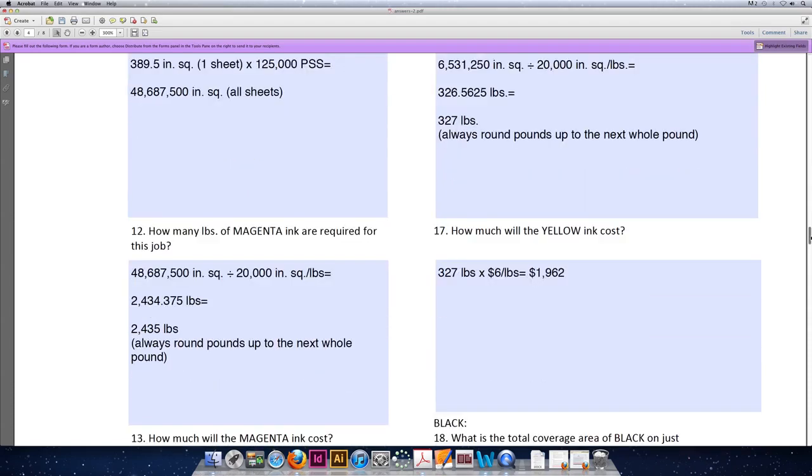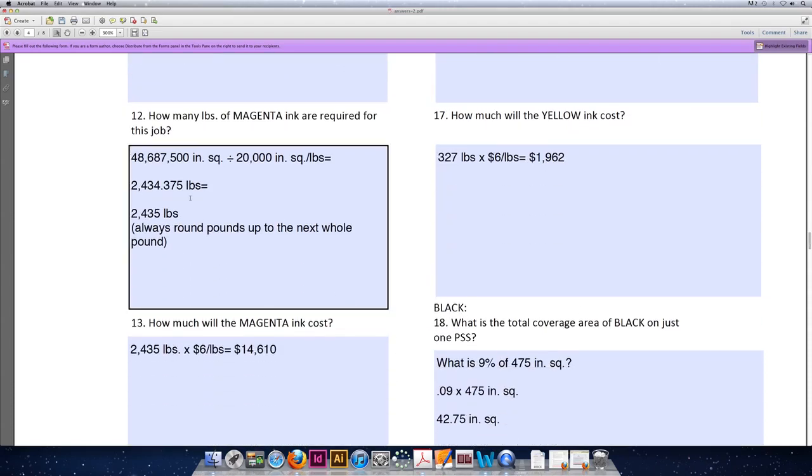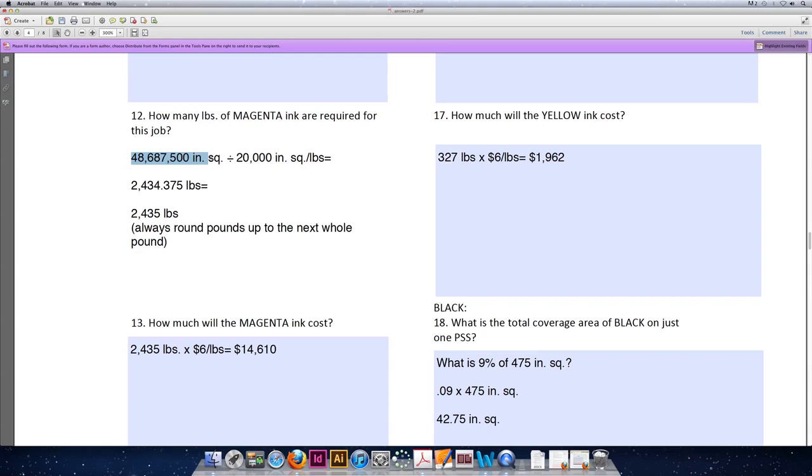From there, we can calculate the total number of pounds of ink required, and that is the total ink coverage area of magenta ink of 48,687,500 square inches divided by 20,000 square inches for every 1 pound of ink. That value was pulled from the problem. It's not something you should just memorize. It's going to be different for every question.